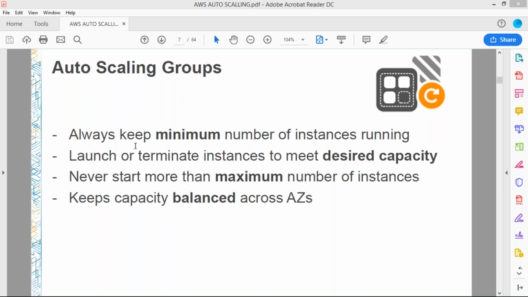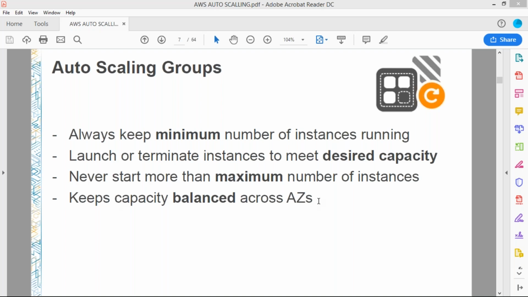The auto scaling always keeps a minimum number of instances running, because if you're running more instances at the same time, they increase your cost. It launches or terminates instances to meet desired capacity, and never starts more than the maximum number of instances. It keeps capacity balanced across availability zones. So the auto scaling group automatically scales your EC2 instances.